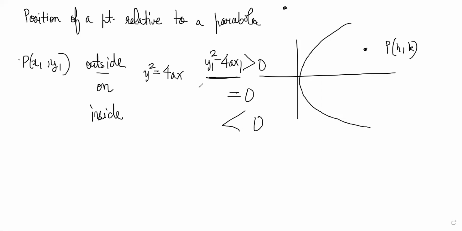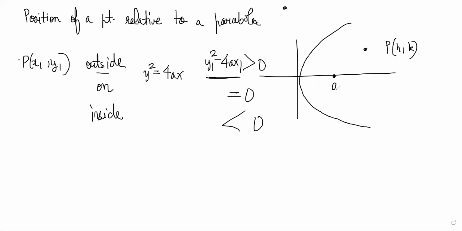So if y1 square minus 4ax1 is greater than 0, it is outside. If it is equal to 0, it is on the parabola. And if it is less than 0, it is inside the parabola. You can verify that for common points.